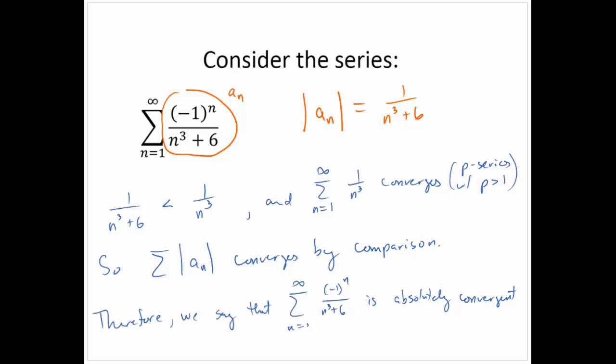All right, so we took the absolute value of the terms and we used some other test on it. In this case, we used a comparison test. We found that by comparison, the absolute a sub n converges. I should say sigma absolute a sub n converges. And so then the original series is called absolutely convergent.